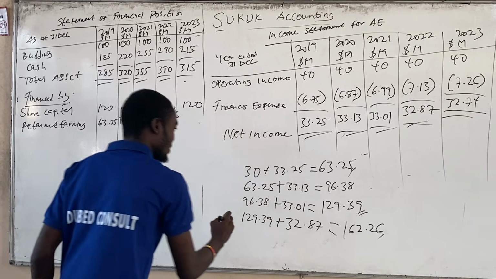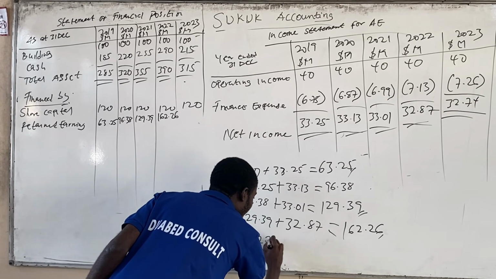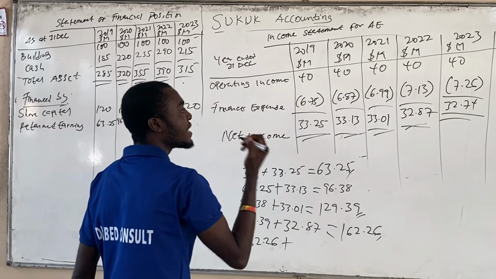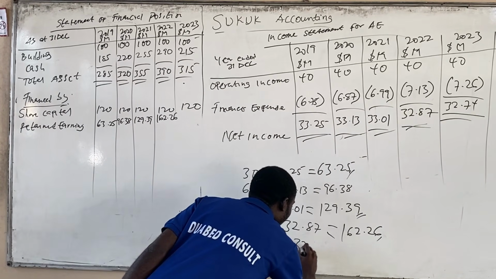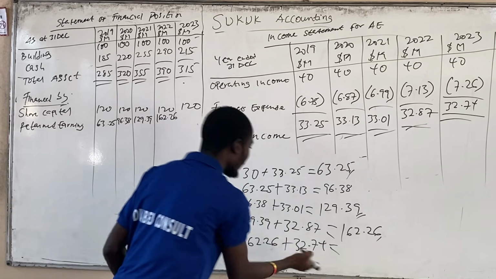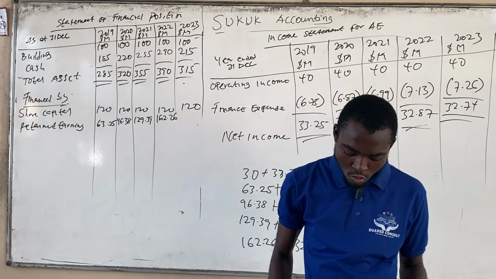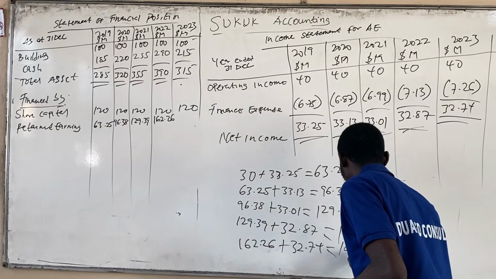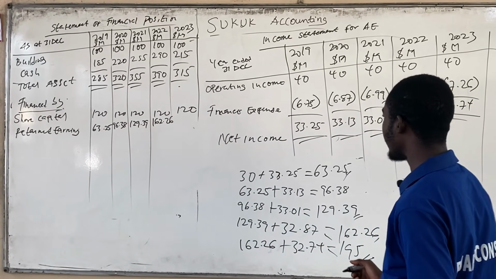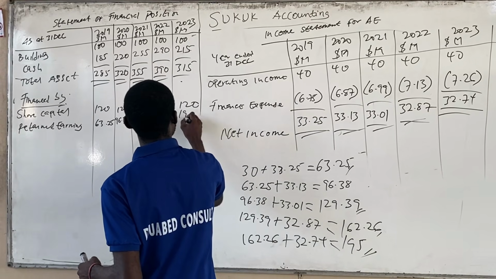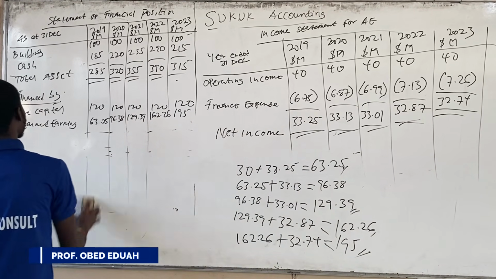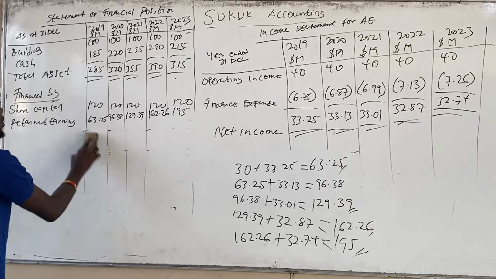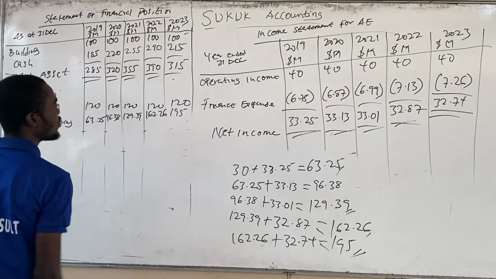This balance will serve as an open balance for the last year. For the last year, they made a net income of 32.74. If you add up the two figures, it will give us 195. So the retained earnings balance for the fifth year is 195. So we are done recording the share capital and the retained earnings. We will continue with the liabilities, that is Sukuk.